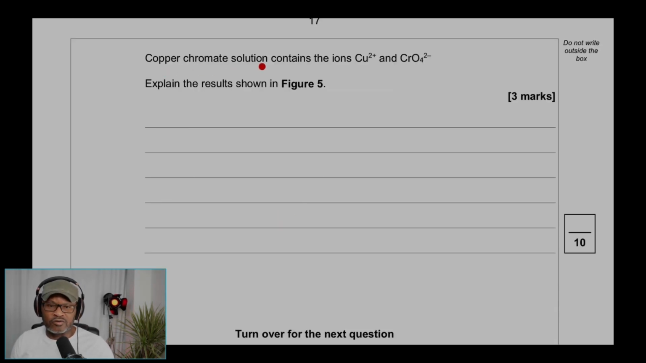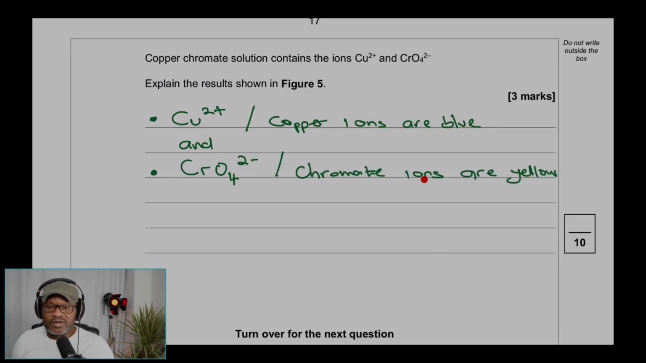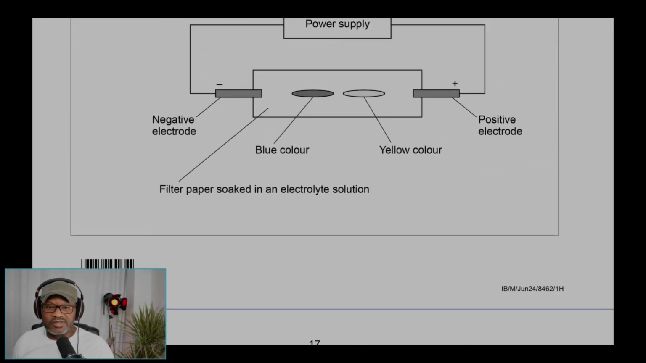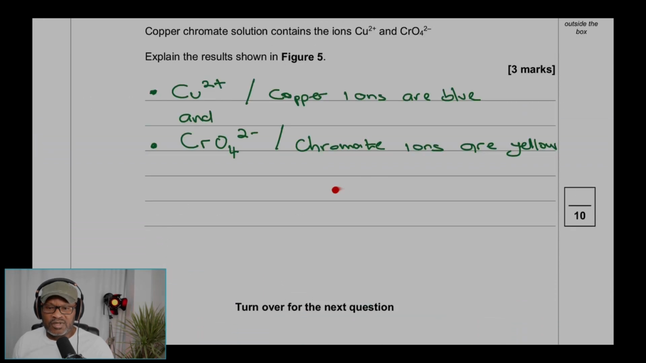Copper chromate solution contains the ions copper 2 plus and chromate 2 minus. Explain the result shown in figure 5. So we've got copper 2 plus, which is the copper ion, which is blue, and chromate 2 minus ions are yellow, because that's what this is showing you. The blue here is copper 2 plus, and the yellow here is the chromate ions, and they are yellow.